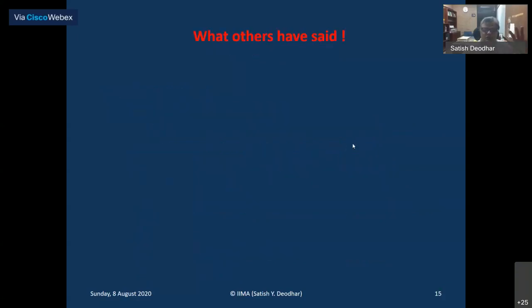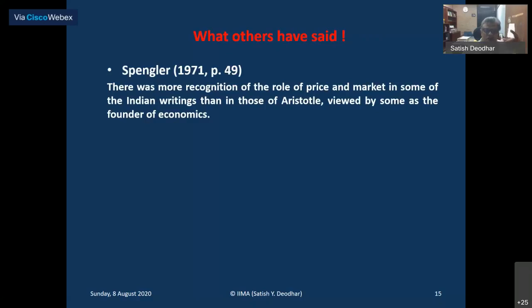All right, so I think I can give many more examples. Let me just give you a couple of quotes from others on what they have said. Here is one. Spengler is an economist. He was at Ohio State University a long time back. He wrote a book and he says there was more recognition of the role of price and market in some of the Indian writings than in those of Aristotle, who is viewed by some as the founder of economics.